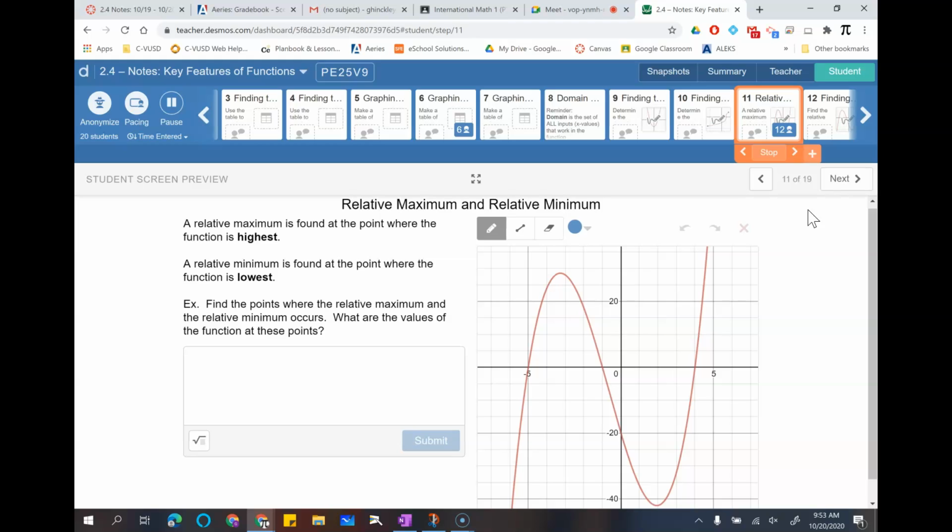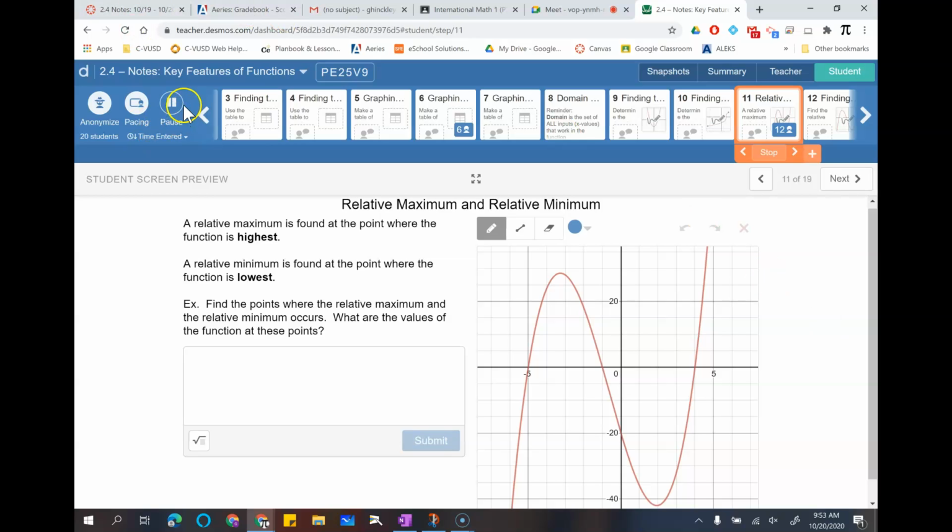It's a little bump. It might end up being the highest point in the graph, but for some, like this one here, it's a high point, not the high point. Okay? So let's go ahead and look at our example that we have there.